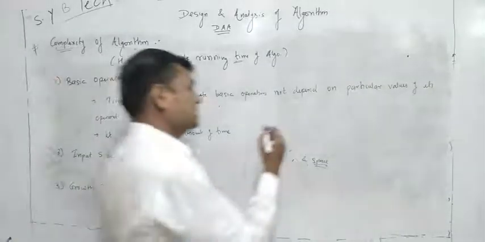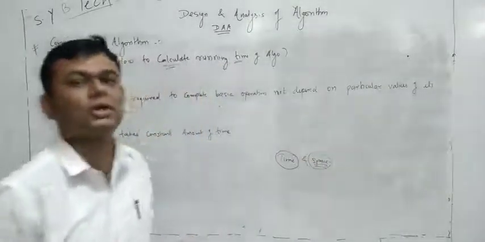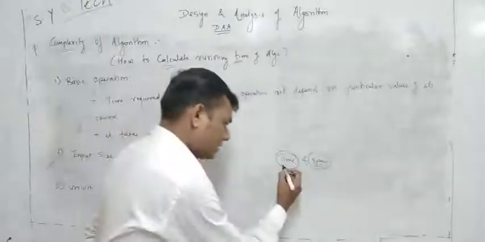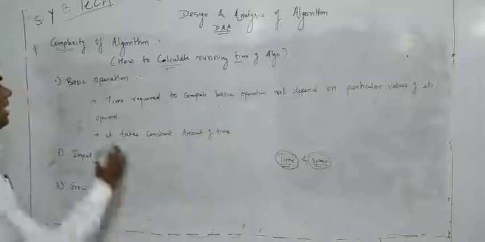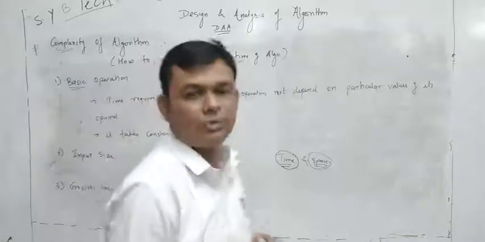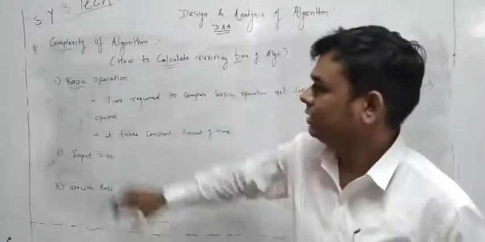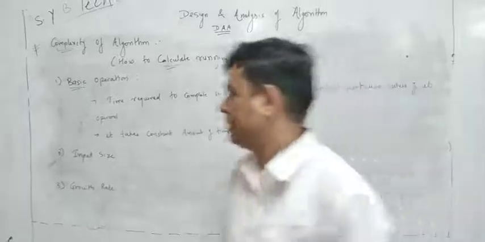That space is called space complexity, and the time required to execute the application, program or algorithm is called time complexity. What parameters do we have to consider for the calculation of time complexity? These are the three basic parameters we require.